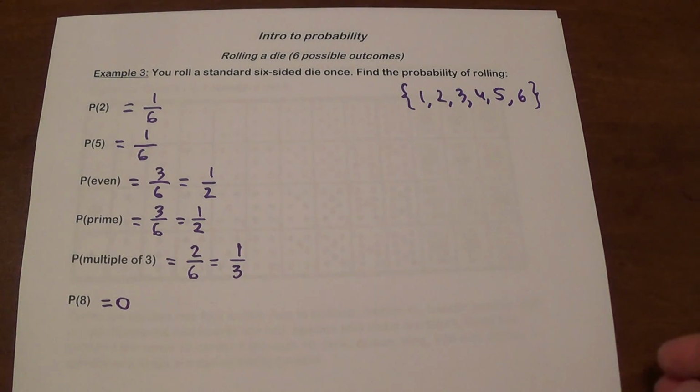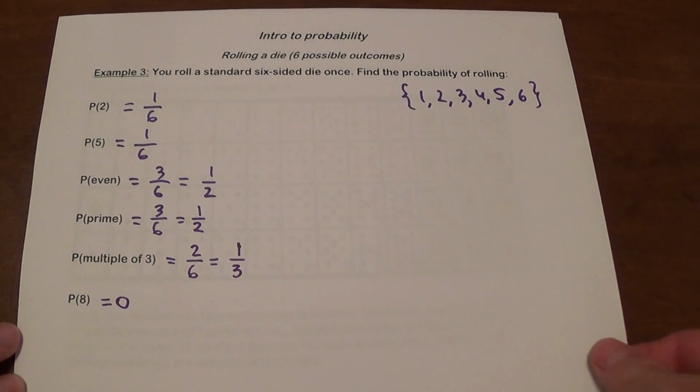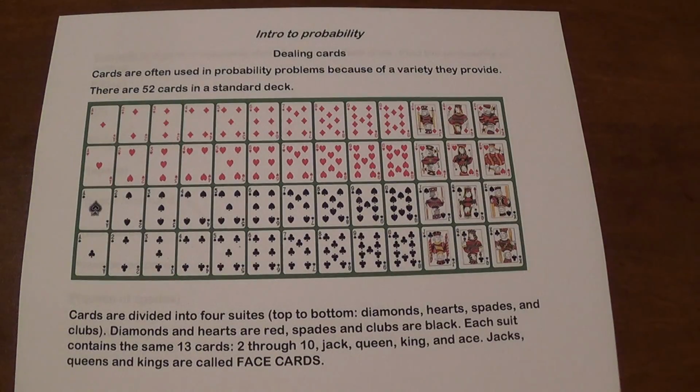Alright. Well, it's a little bit more fun with a die because you have more possibilities here, more things to consider. But it gets really good with cards. They're often discussed in probability because they provide a lot of variety. Some people don't know what cards are, so that's why I'm showing this here. I'm going to talk a little bit about this.